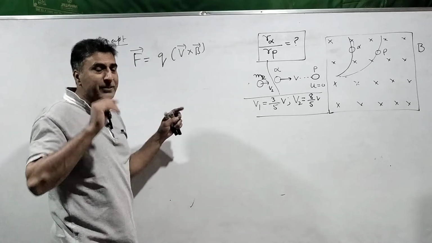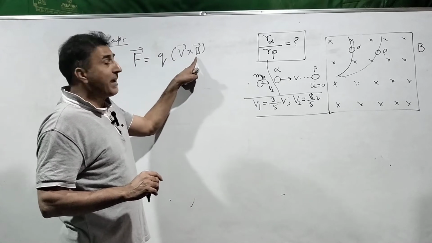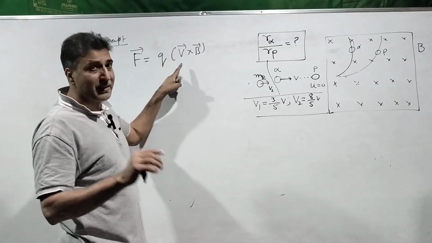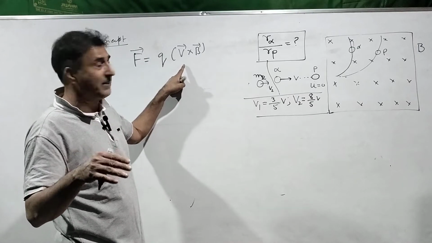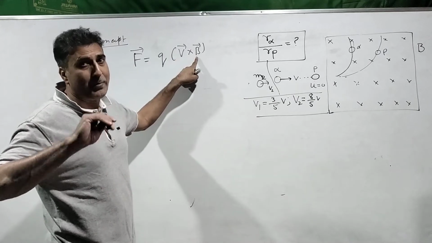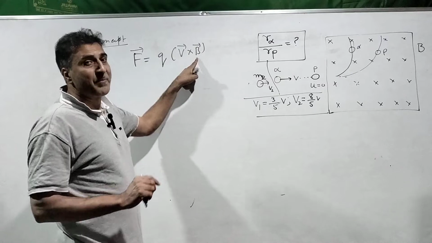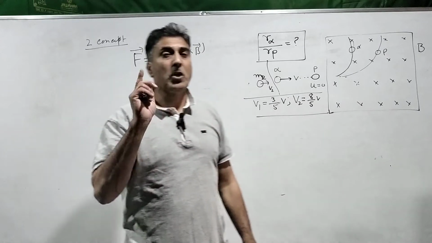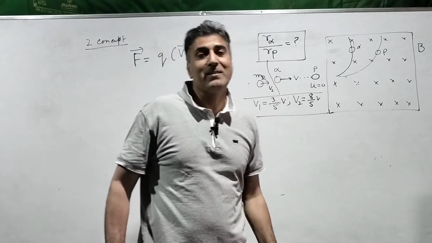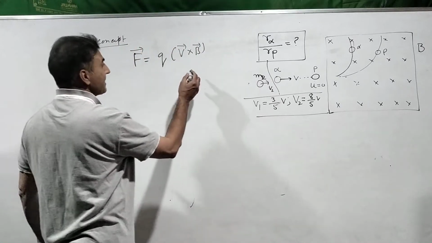So the magnitude of velocity remains the same, only the direction changes. In addition to that, if velocity and magnetic field are also perpendicular, although the equation does not demand that, if we make them perpendicular, then the speed remains constant but the direction of velocity changes, and the particle has to move in a circle. Something like this. Let me explain it.